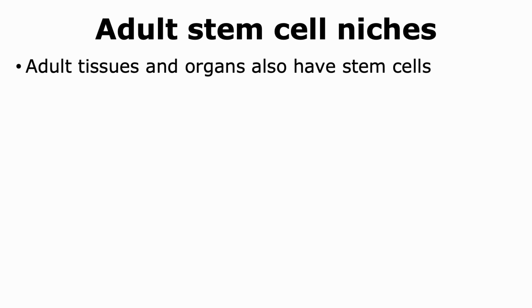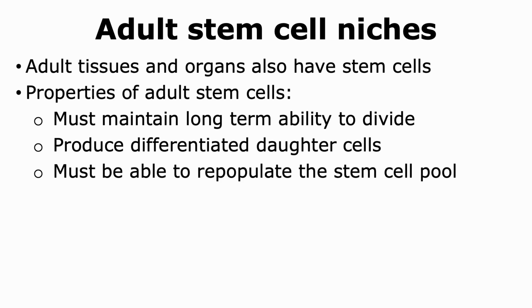We're now going to look at what happens in adult stem cells. What we looked at in the previous slide was embryonic stem cells. Now, adult tissues and organs also have stem cells. The properties that allow a cell to be an adult stem cell are that it must maintain a long-term ability to divide, it must be able to produce differentiated daughter cells, and it also must be able to repopulate the stem cell pool. If a cell satisfies these three conditions, it qualifies as an adult stem cell.